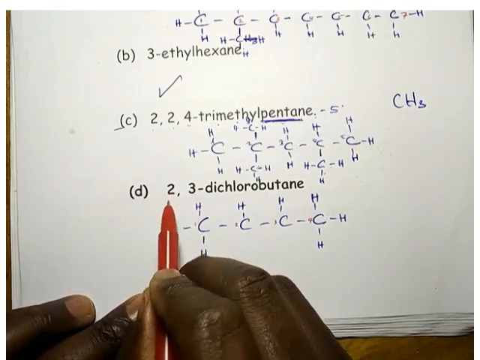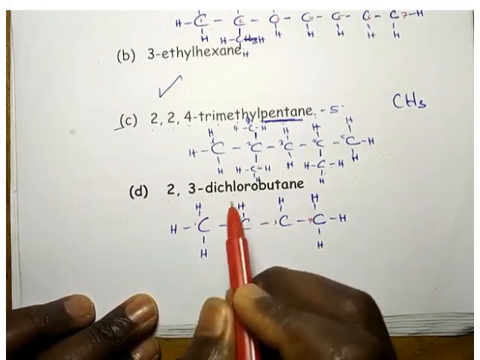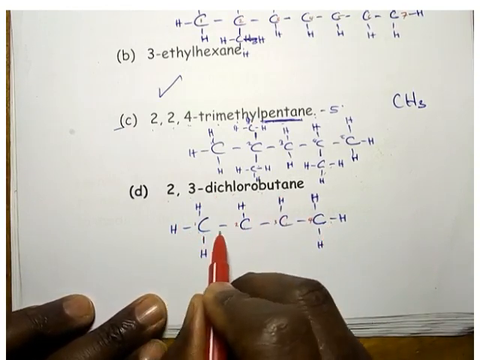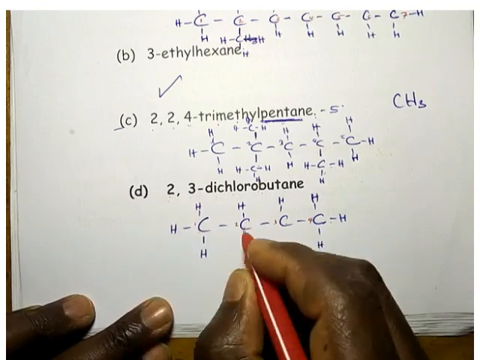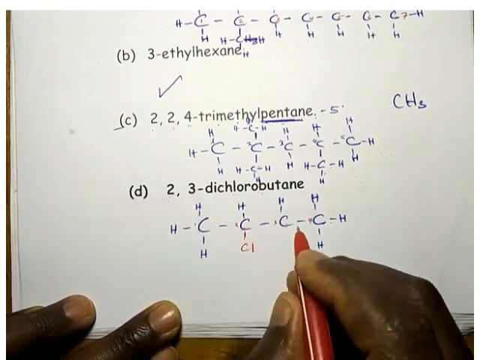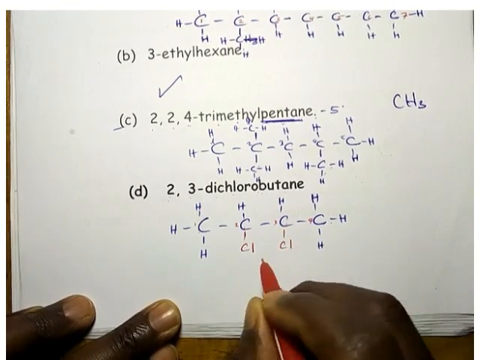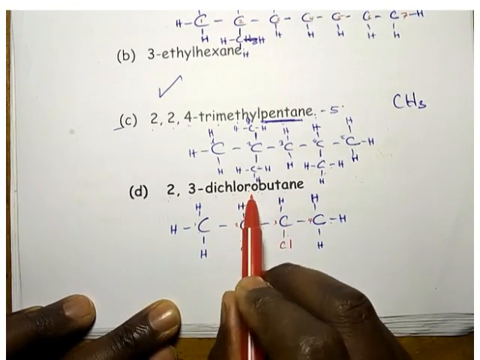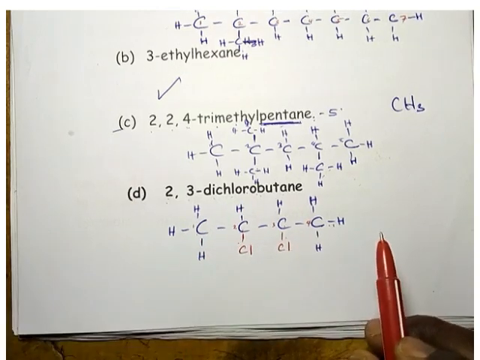Number D, 2,3-dichlorobutane. The parent name is butane: 1, 2, 3, 4. And then on carbon number 2, there is chlorine, so here we will put Cl. Again on carbon number 3, there is another Cl. And this one is 2,3-dichlorobutane.